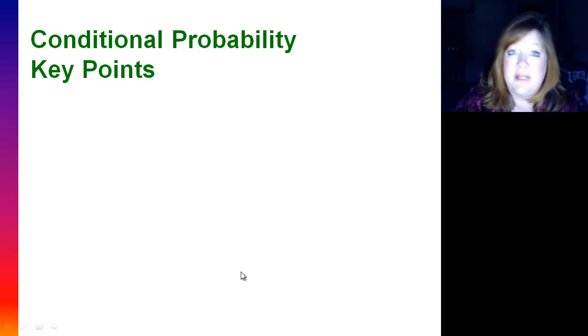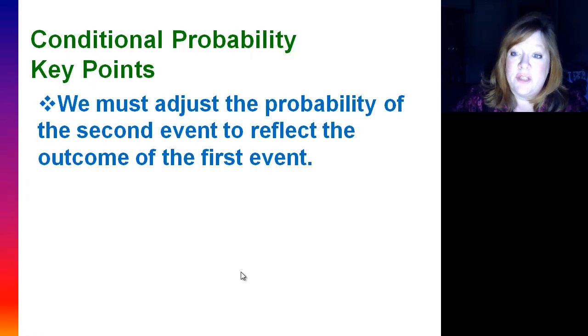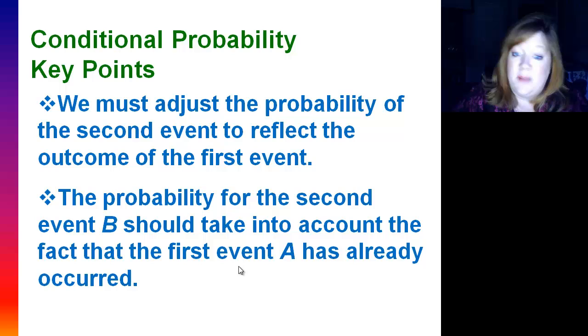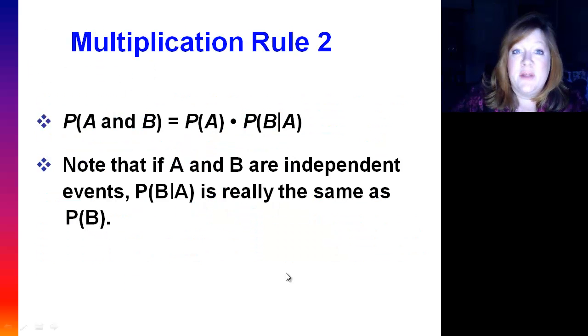Alright, conditional probability, here are some key ideas. We have to adjust the probability of the second event to reflect the outcome of the first event. And the probability for the second event should take into account the fact that the first event has occurred. We're just going to assume that it has occurred. Here's the multiplication rule part 2. Probability of A and B is the probability of A times the probability of B given A. Note that if A and B are independent, the probability of B given A is really the same as the probability of B because it doesn't affect it. So that could be one multiplication rule.